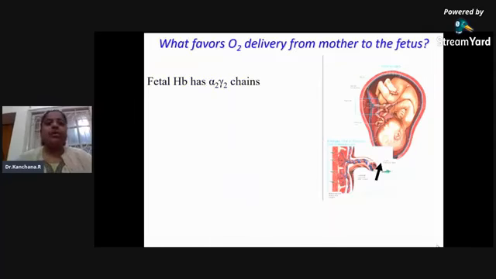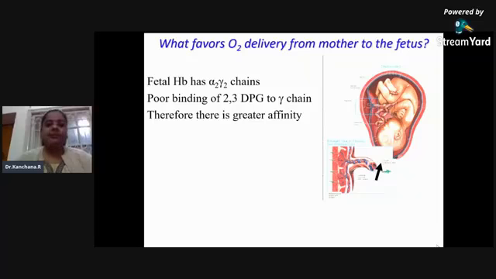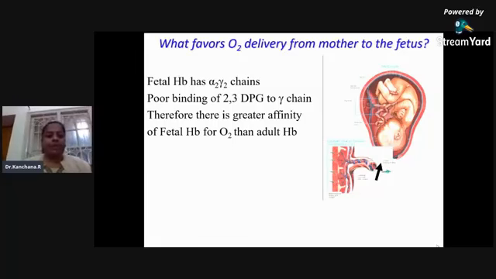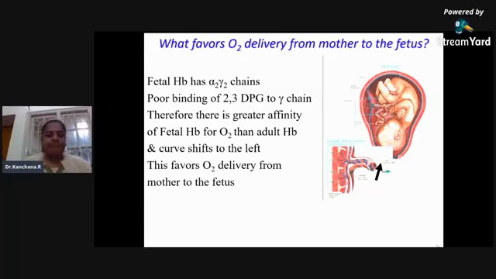Fetal hemoglobin has alpha 2 gamma 2 chains. Now, there is poor binding of 2,3-DPG to the gamma chain, as a result of which there is greater affinity of fetal hemoglobin for oxygen than adult hemoglobin, and the curve shifts to the left. This favors oxygen delivery from the mother to the fetus because fetal hemoglobin has very high affinity for oxygen when compared to normal adult hemoglobin, and so a maximum amount of oxygen is removed from maternal blood and enters the placental blood and finally enters the fetus.